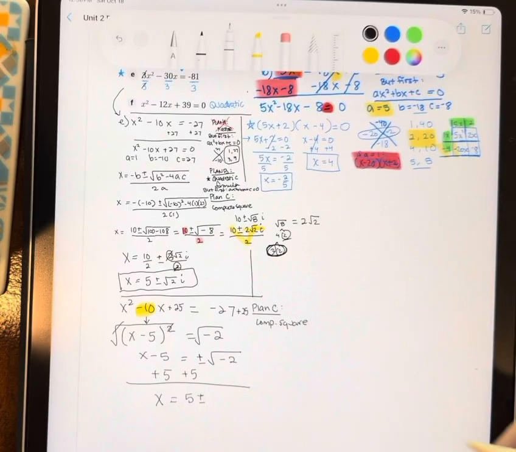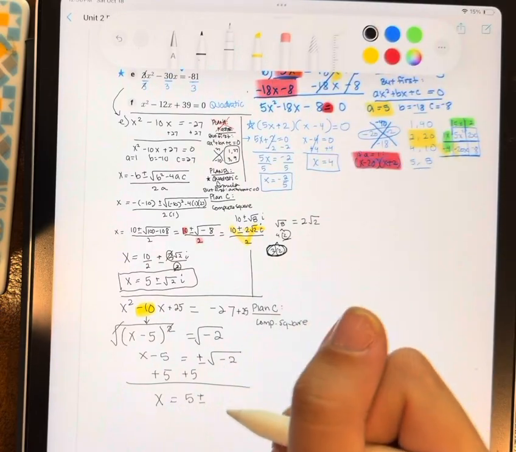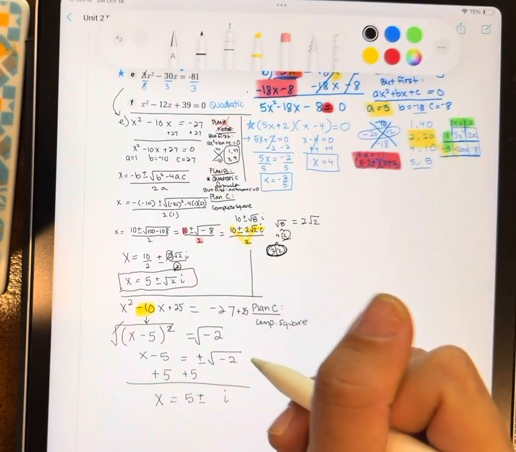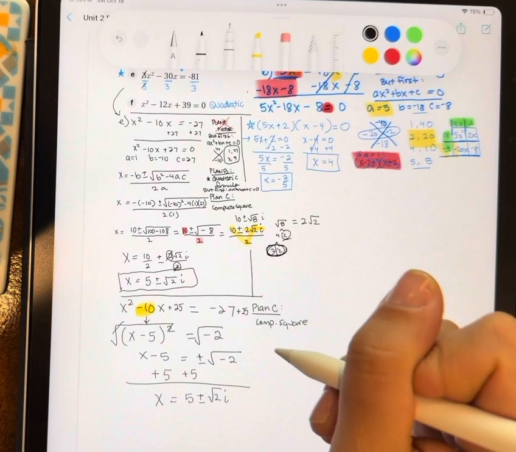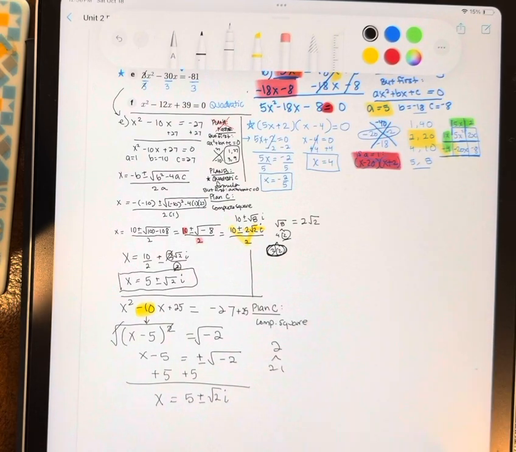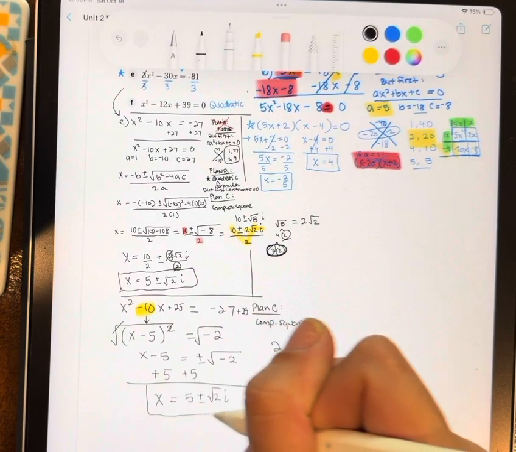Now square root of -2, remember that the negative becomes an i. And then the square root of 2 is square root of 2. Because you can't simplify. 2 is prime. 2 is only 2 times 1. This factor tree is going nowhere. We're done here. Holy crap.